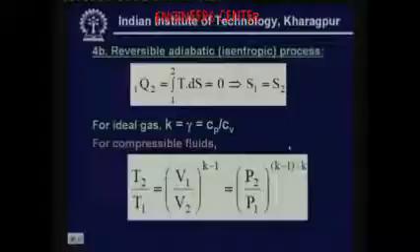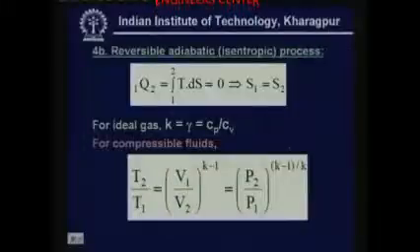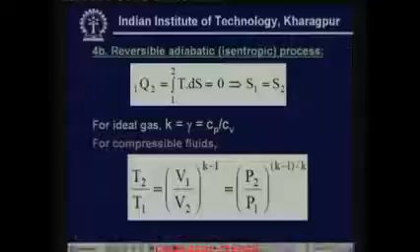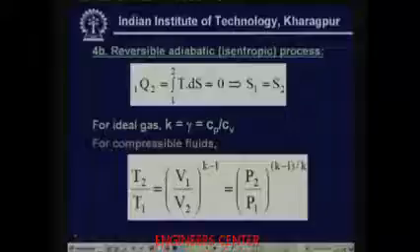If the process happens to be reversible, then we have a reversible adiabatic process. A reversible adiabatic process is also an isentropic process. How do you prove that? That means entropy remains constant. It is very easy to prove this.